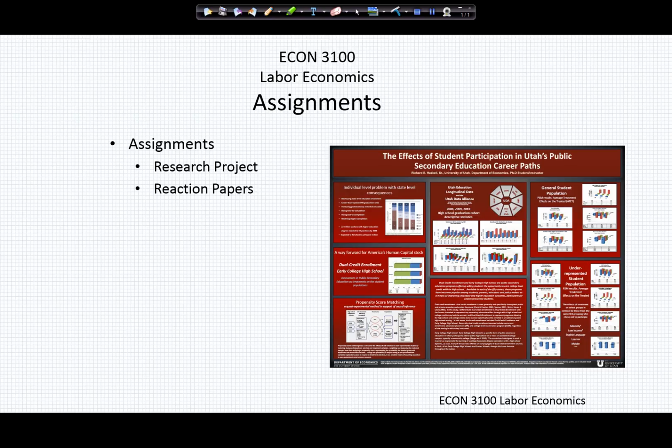So what I've just done for you, by the way, is I've modeled how you take a broad topic like innovations in secondary and higher education, and you focus down into a more narrow topic, the effects of student participation in Utah's public secondary education career paths, which is a mouthful, I know that. But then you narrow it down even further into some things that are measurable, and I looked at dual credit enrollment and early college high school in the 2008 and 2009 Utah public high school graduation cohorts. That's very finite. And that is material, research, and outcomes that you can put on a poster.